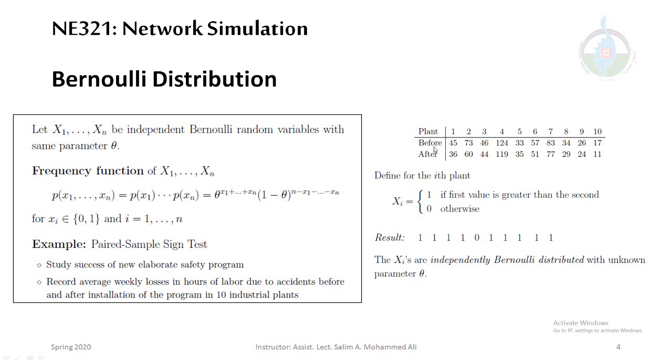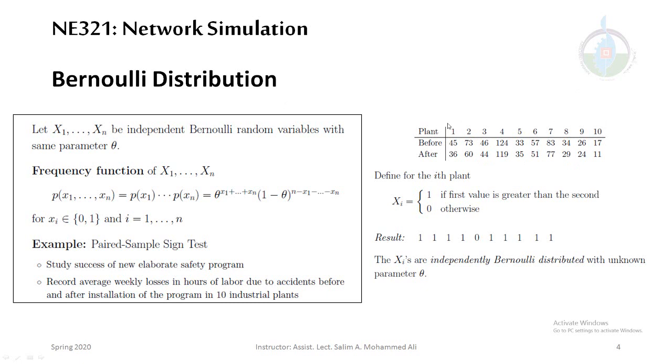Okay, these are the 10 plants. Before installation, the first plant had 45 lost hours, and the second plant 73, and the third, and so on. The 10th plant has 17 lost hours. After installing the safety program, or informing the workers about the safety program, the number of lost hours has been reduced fairly. For example, the first plant becomes 36 hours lost, then the second plant, the third plant, and so on. See that in plant number 5, it actually became worse because of the safety program. The number of accidents increased.